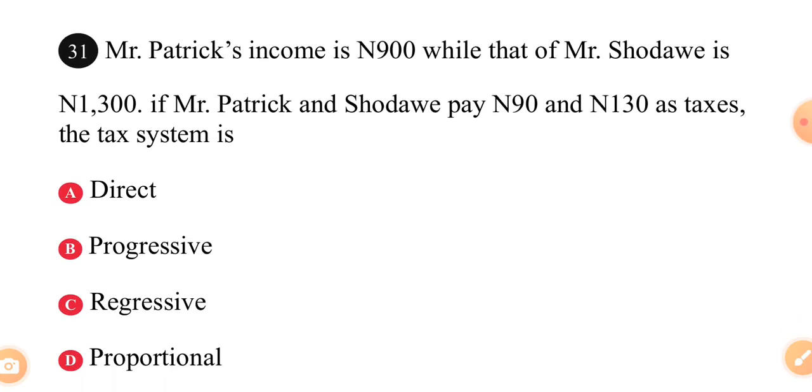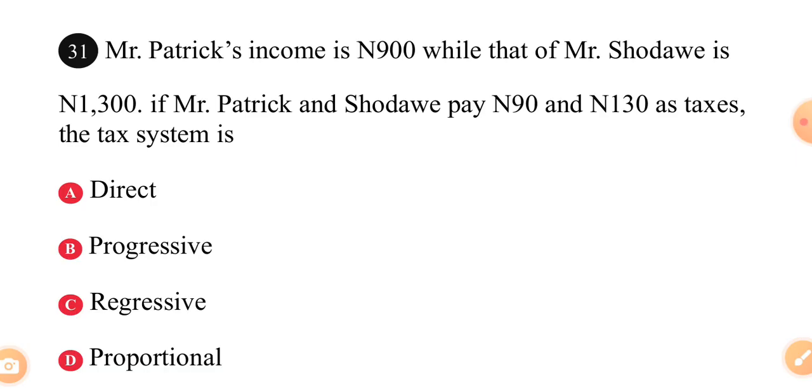Look at question 31. Mr. Patrick's income is 900, while that of Mr. Shadoway is 1,300. If Mr. Patrick and Mr. Shadoway pay 90 naira and 130 naira as taxes, the tax system is dash. A. Direct. B. Progressive. C. Regressive. D. Proportional.